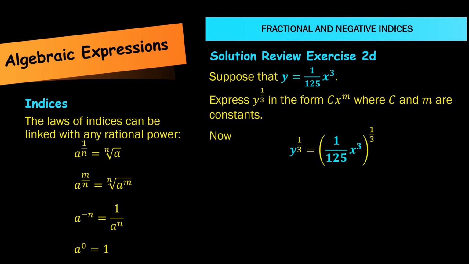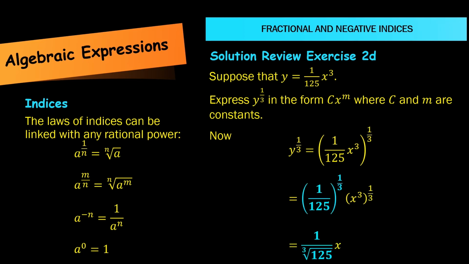So let's rewrite the expression for y, substituting in the value y equals 1 over 125 x cubed, as shown. And now split the expression in brackets as shown. And now rewriting this expression gives us 1 over cube root of 125 multiplied by x, which of course simplifies to 1 over 5 times x.